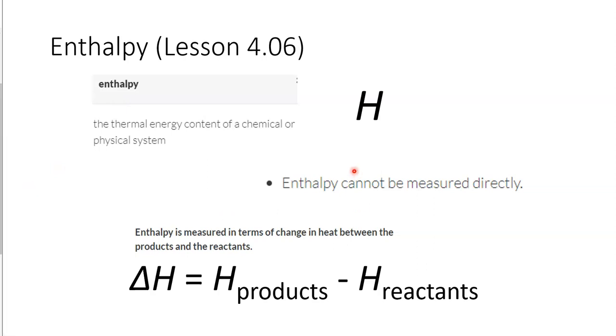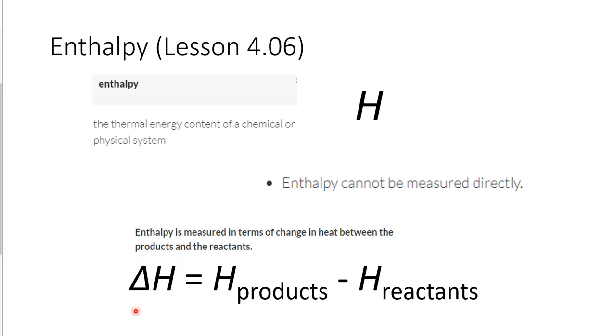Enthalpy cannot be measured directly, so we have to use a change in temperature, like when we did our Q equals MC delta T calculations, our specific heat calculations the other day. It's usually represented with a capital italic H. And enthalpy is measured in terms of change in heat, measured by temperature, between the products and the reactants.